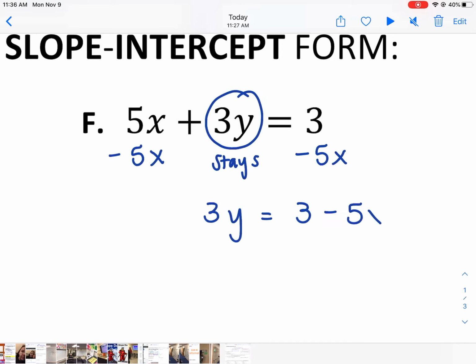Let me pause this real quick. Please make sure we are not combining the 3 and the 5. 3 is a number, okay? -5x is a variable, all right? You do not combine numbers with variables.